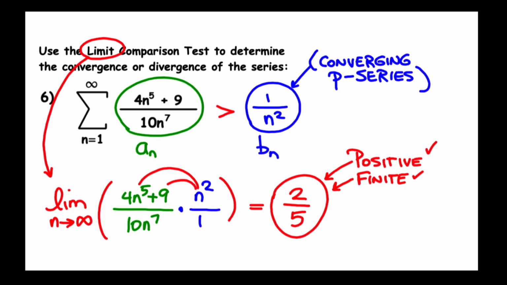So therefore, the original two, a sub n and b sub n, are going to behave the same way. Since we know b sub n converged, a sub n will converge as well. So that green is a converging series. How do I know? Limit comparison test.